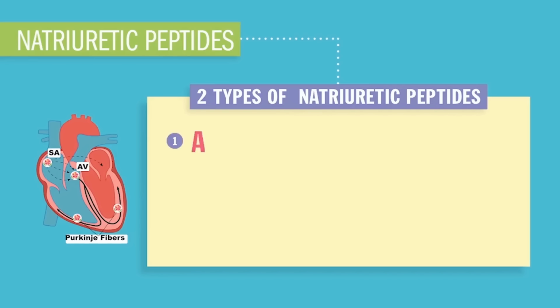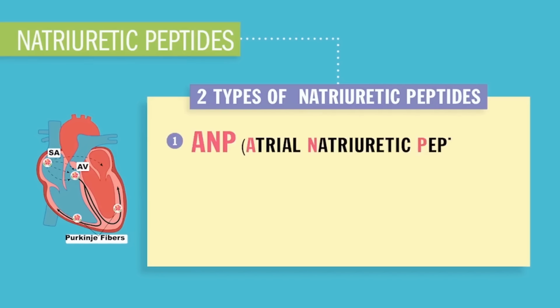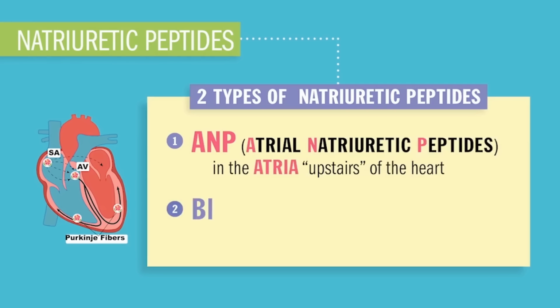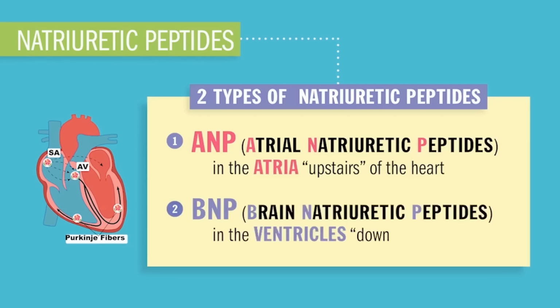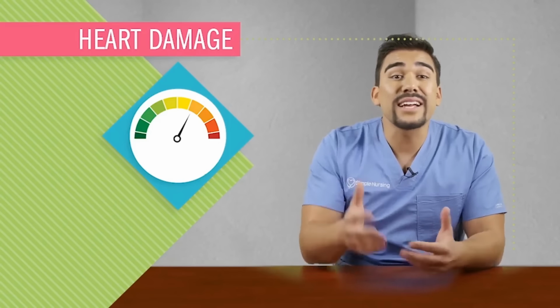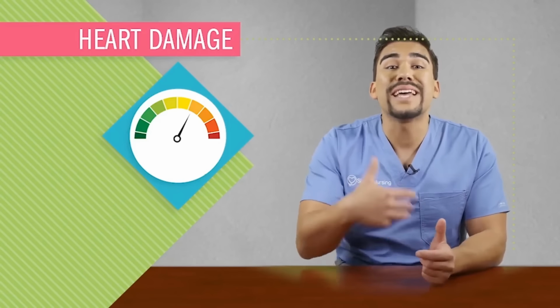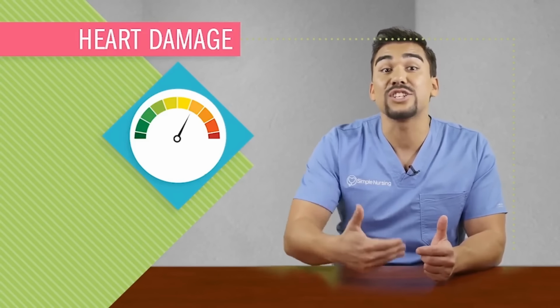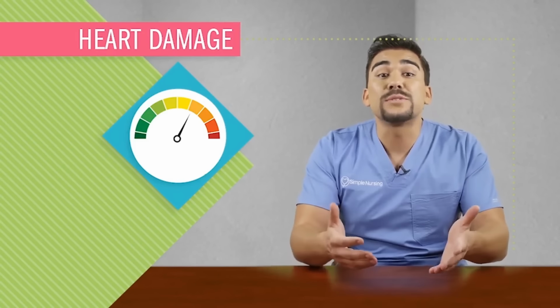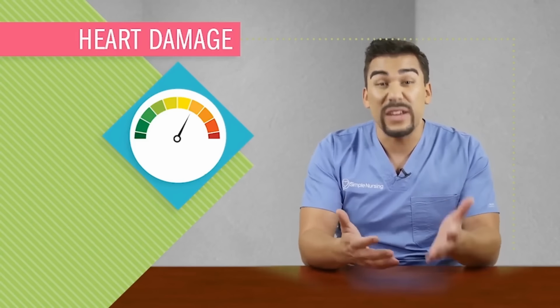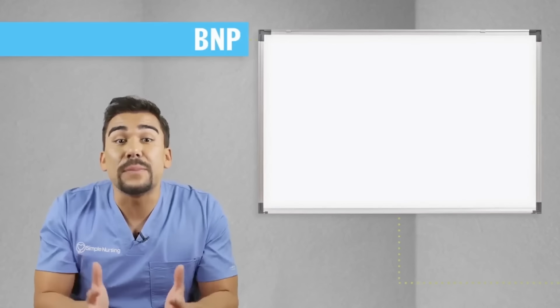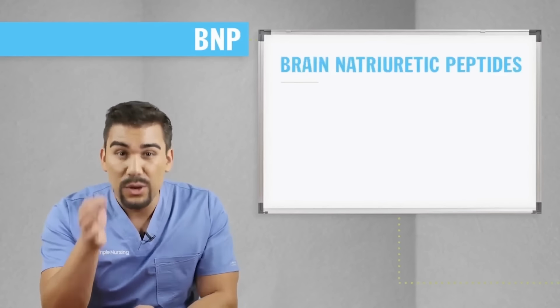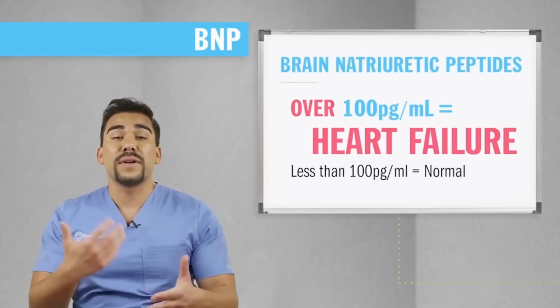The first type is ANP, atrial natriuretic peptides, in the atriums, the upstairs of the heart. Next is the BNP, the brain natriuretic peptides, in the ventricles, the downstairs of the heart. It's kind of like a speedometer hormone to show us how bad the damage in the heart actually is. So the more hormone that is present, the more damage in those ventricles. Now let's dive a little deeper into our brain natriuretic peptides, which is a vital lab for our heart failure patients.